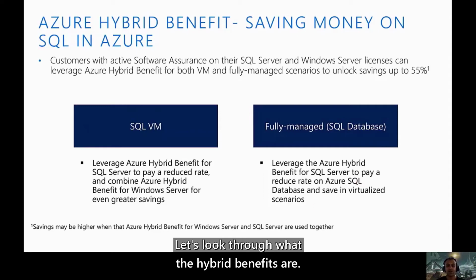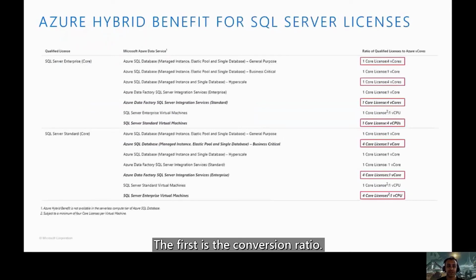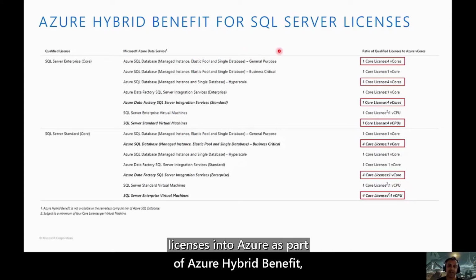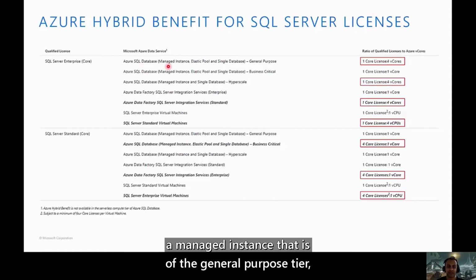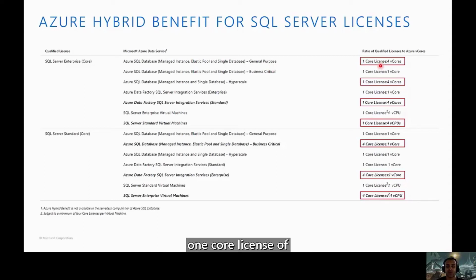So let's look through what the hybrid benefits are. Apart from just getting a reduced licensing rate, what does it really mean? The first is the conversion ratio. Once you take your SQL Server licenses into Azure as part of Azure Hybrid Benefit, your licenses actually become fungible. What does that fungibility mean? Let's say you have a managed instance of the general purpose tier. You can run an Azure SQL Database managed instance, and one core license of SQL Server Enterprise is valued as 4 vCores of general purpose.